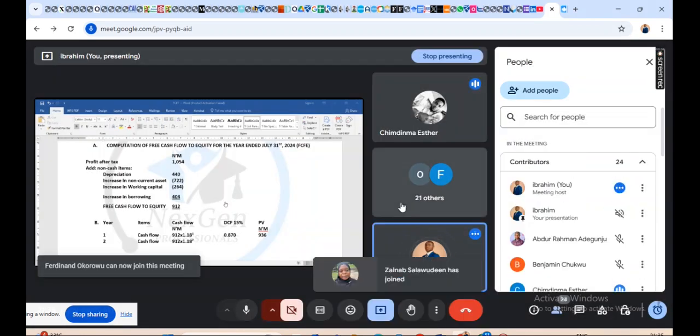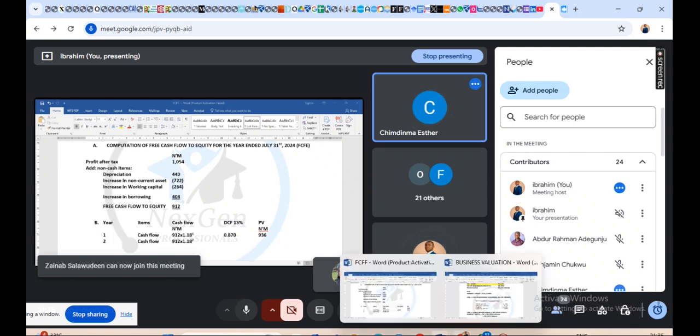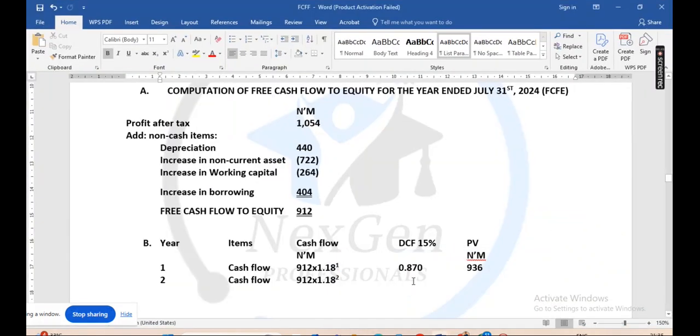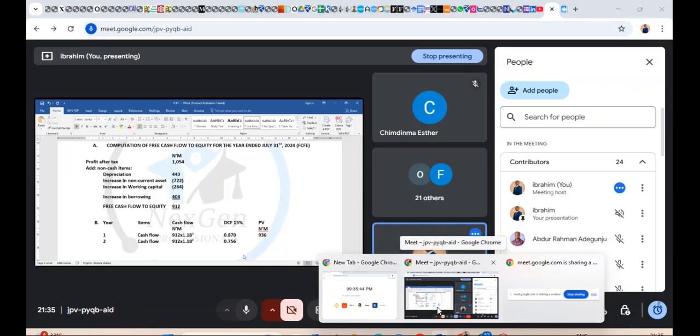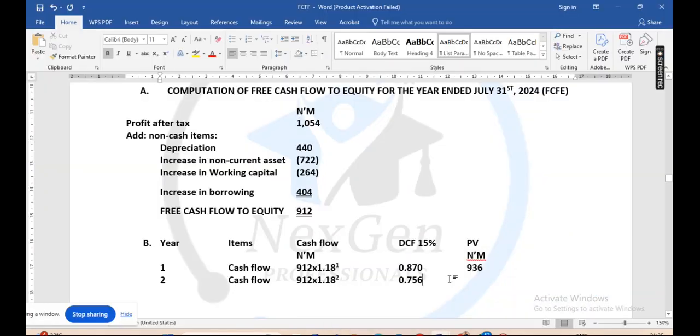15%, 0.756. Thank you, Esther. 0.756, right. It seems I have to change the person that will be giving me figures. I have to switch. Esther, Olanike, you can hold on. When you multiply, what do you have? 960. Good.